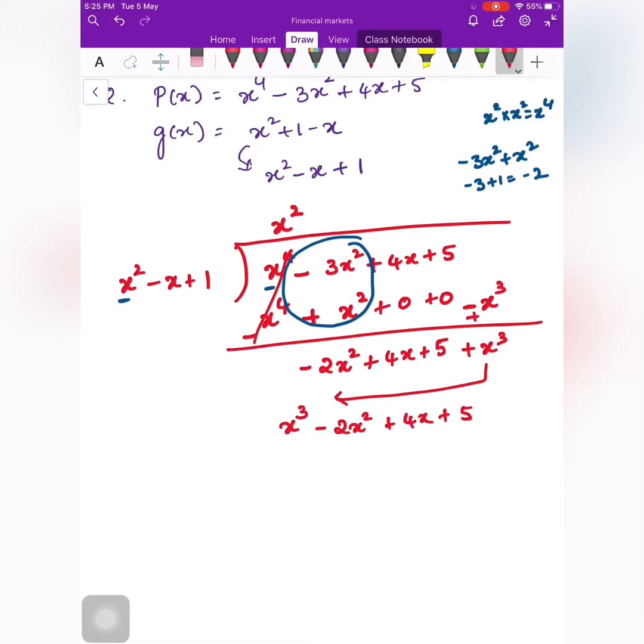Now the next step would be to find x cube. How do you get x cube? By multiplying what to x square? By multiplying plus x, you're going to get plus x cube here. So plus x square times plus x is x cube. Next is minus x times x is minus x square, and plus 1 times x is plus x. Correct? Yes. Now change the sign. This is going to become minus, this is going to become plus, and this is going to become minus.